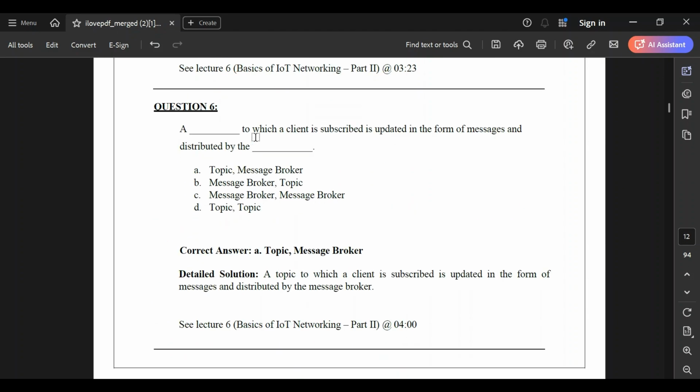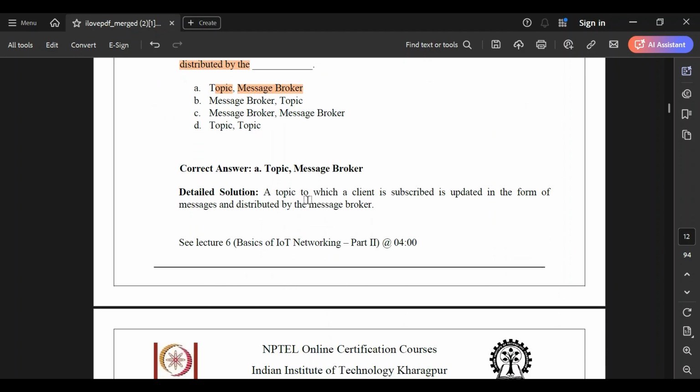A dash to which a client is subscribed is updated from the message and distributed by the dash. So a person has to subscribe to a topic. So topic is there, and it is sent by the message broker. So message broker is there.